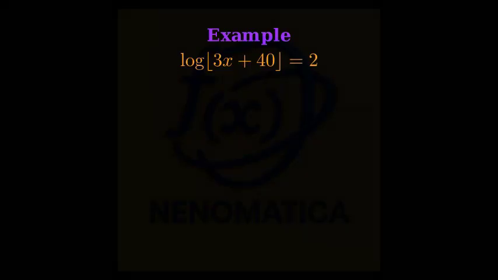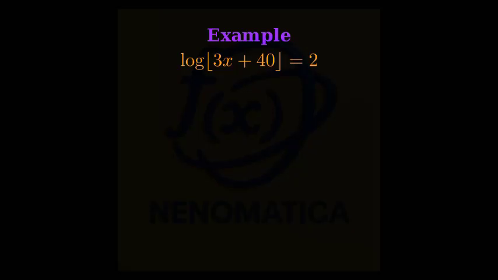In this lesson, we will solve a logarithmic equation that includes a floor, also called greatest integer function, following the exact step-by-step structure from the prompt. First, we show the example label. Then we display the problem statement. Log of the floor of 3x plus 40 equals 2.